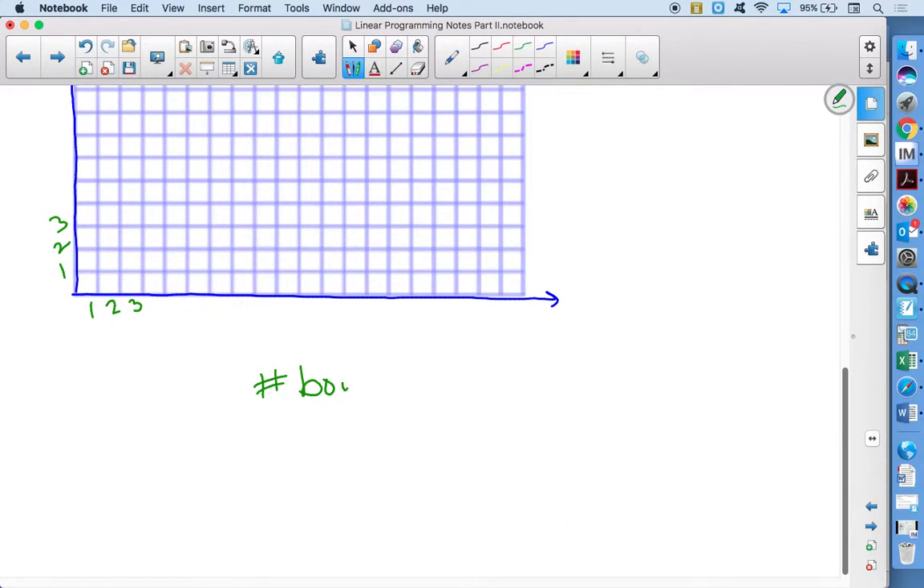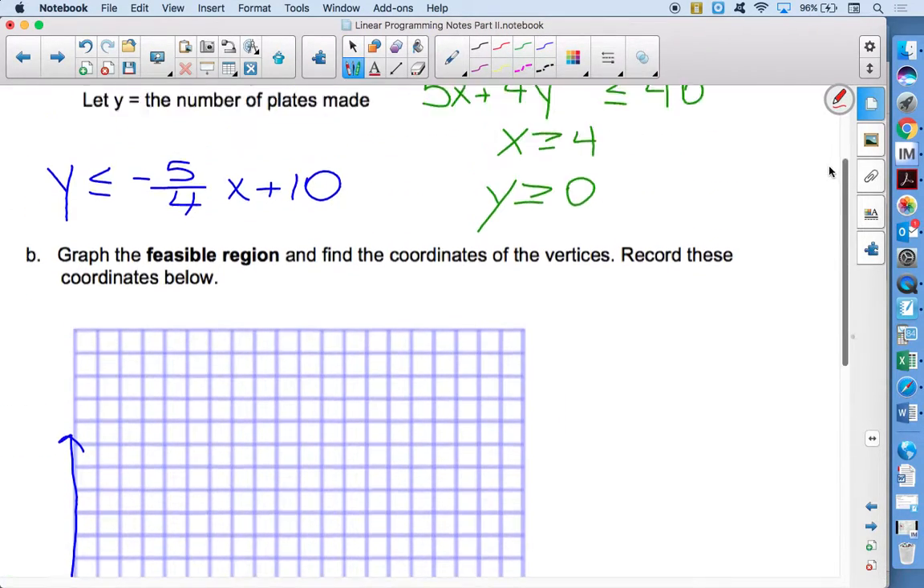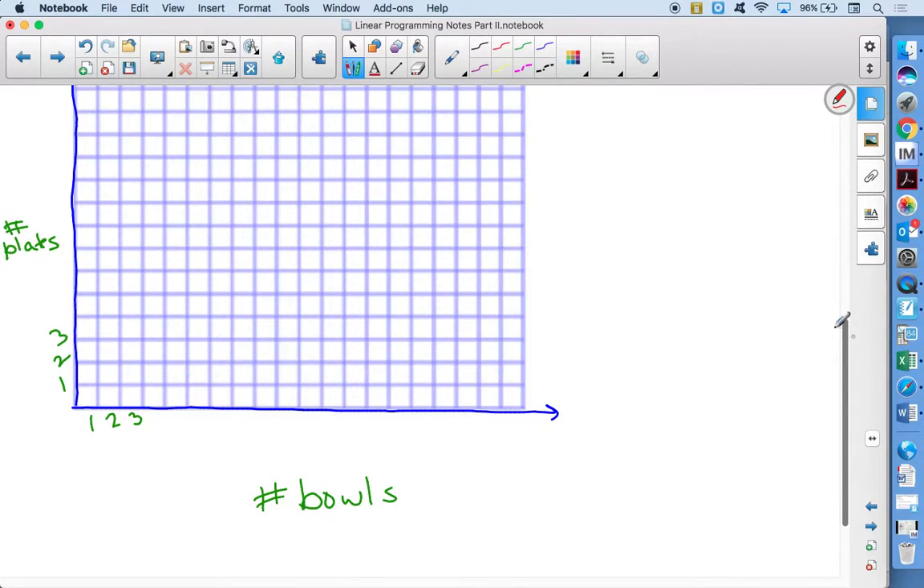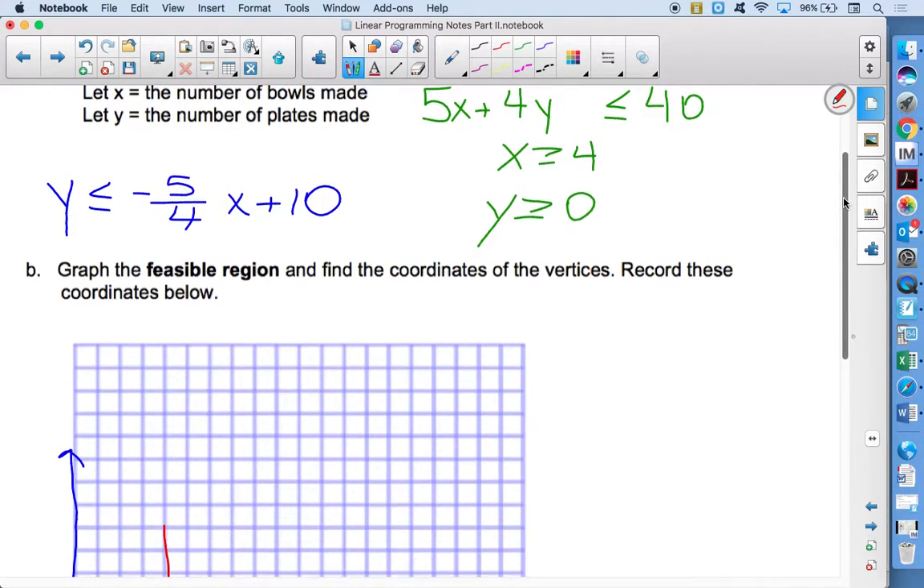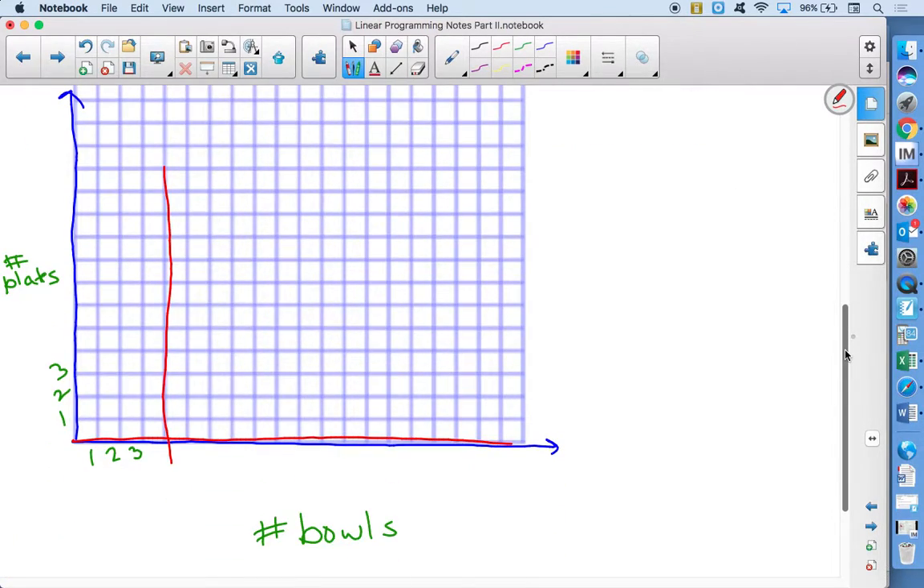X is the number of bowls. Y is the number of plates. And then our first inequality says, I'll graph x is greater than or equal to 4. So that's this here. And then y has to be greater than or equal to 0. And then it's, as Chelsea said, negative 5/4 x plus 10.